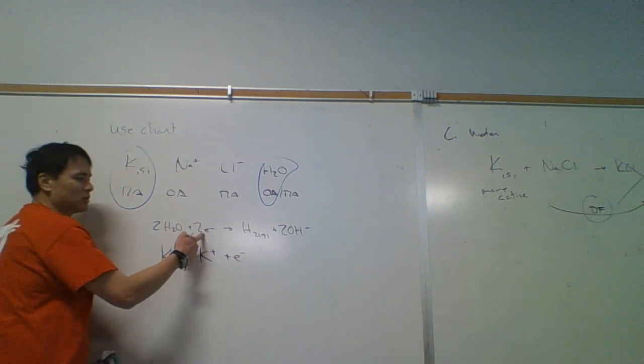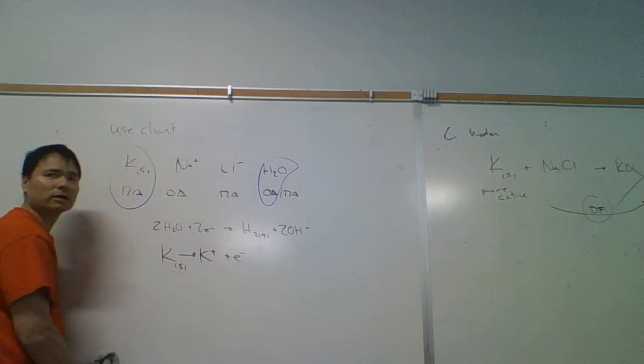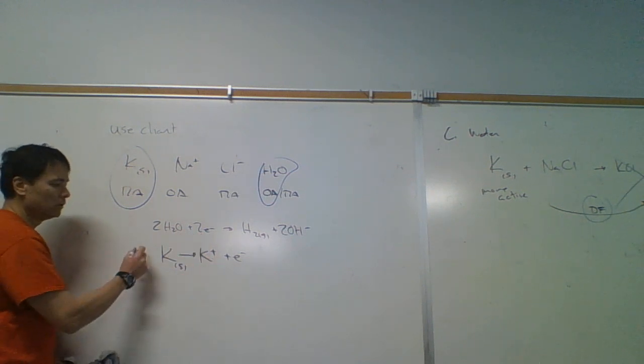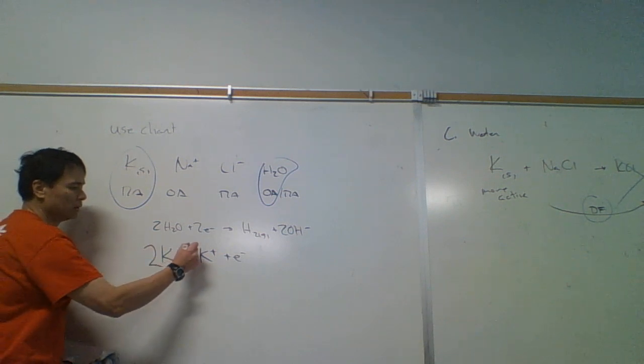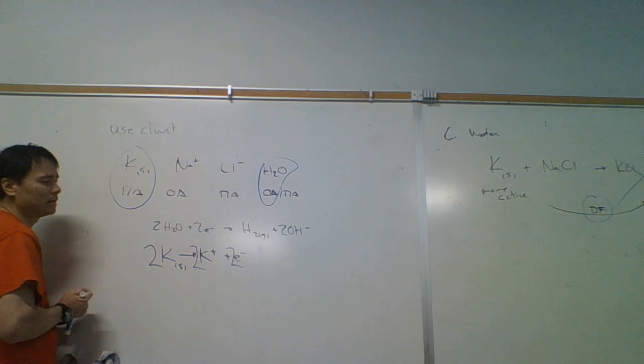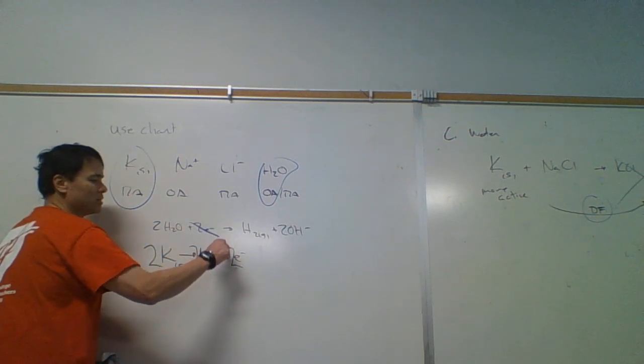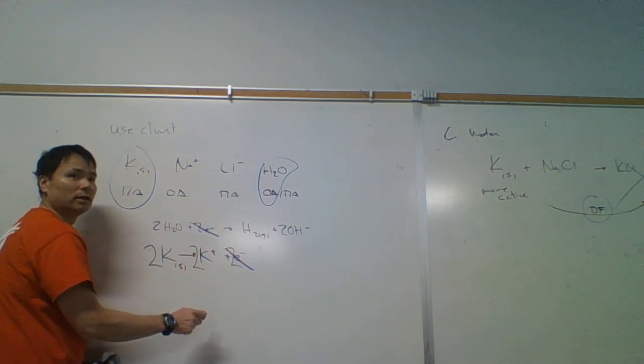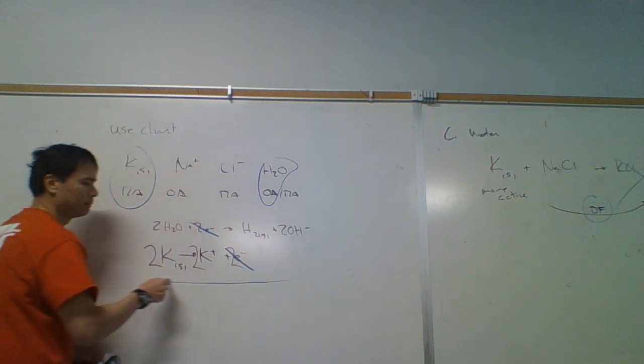Then I have to make the electrons equal on both sides. So I have 2 electrons on the left and 1 electron on the right. How can I make them equal? Multiply the bottom one by 2. And so now what I see is that the 2 electrons on the left side cancel out the 2 electrons on the right side, and then I can just add them up.